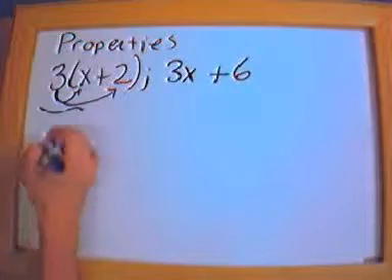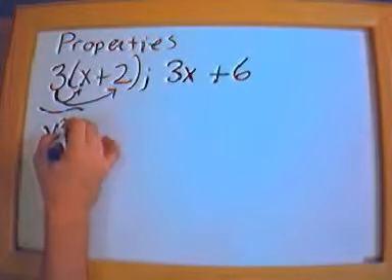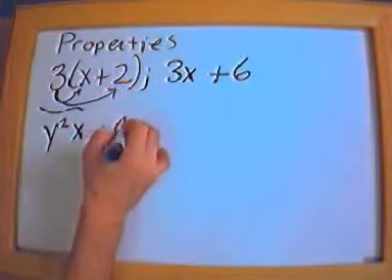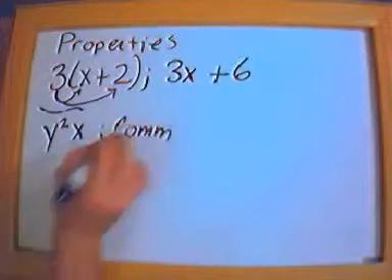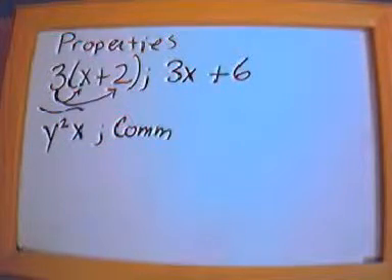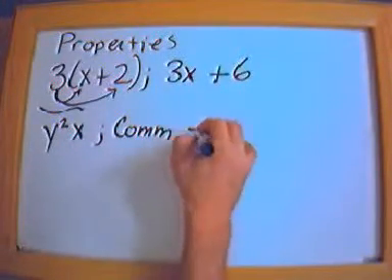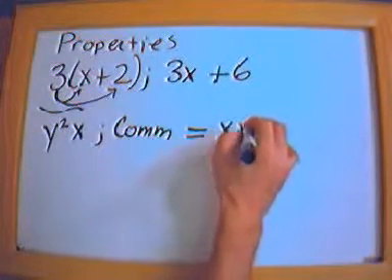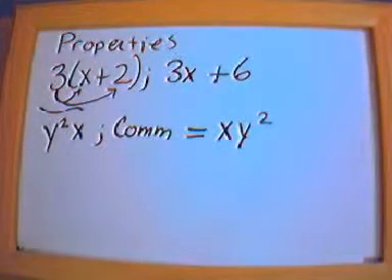What if I have y squared x and I want to use the commutative property? Commutative means you can flip the order. So that's simply equal to x y squared.